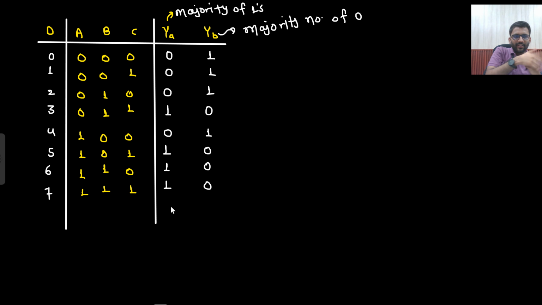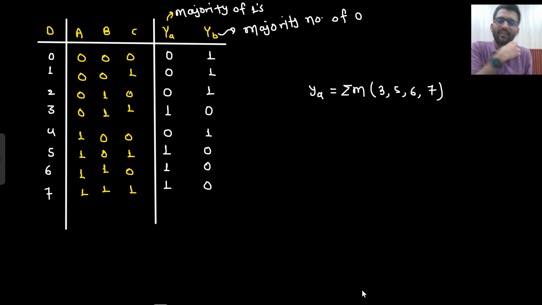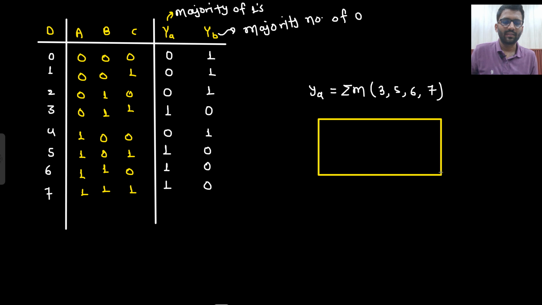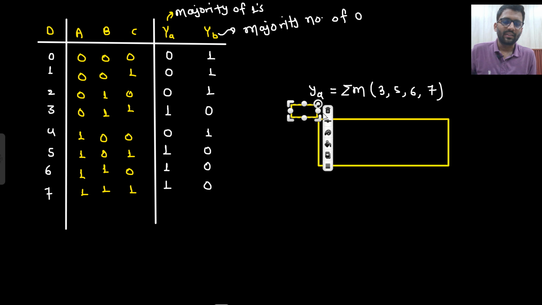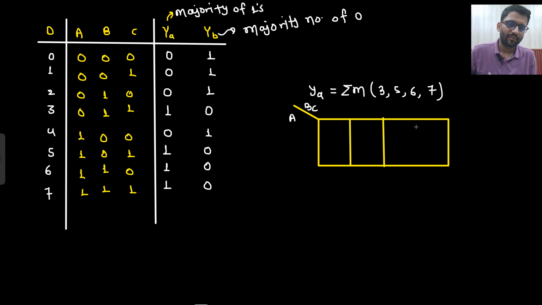So if you can solve it with SOP, you can solve it with POS as well. But you will get a very interesting result here. YA is the sum of minterms M3, 5, 6, 7. And let's try solving YA. You will get a very interesting result which you will remember as well. Okay. So A, B, C. So 0, 1, 2, 3, 4, 5, 6, 7.